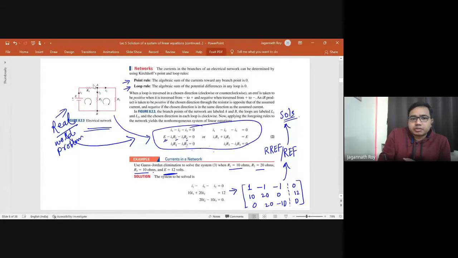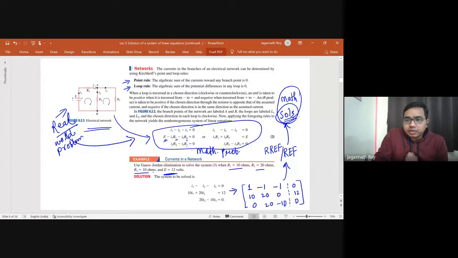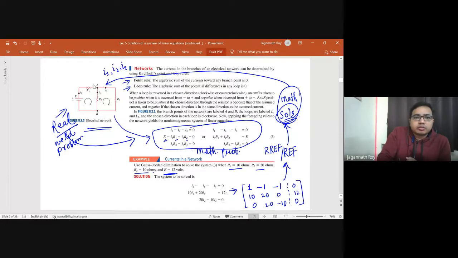In terms of equations, you are writing a mathematical problem. Now you get the solution, the mathematical solutions. From here you will find the values of I1, I2 and I3. So what could be the values of I1, I2 and I3 so that there is no problem in the system?